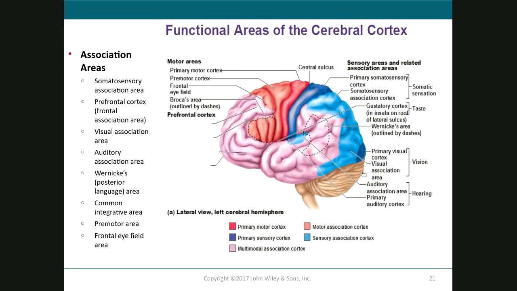Other regions we'll talk about are the visual cortex in the occipital lobe, the auditory cortex in the temporal lobe, and the gustatory cortex, which is the tasting cortex, within the insula that we talked about a little while ago.